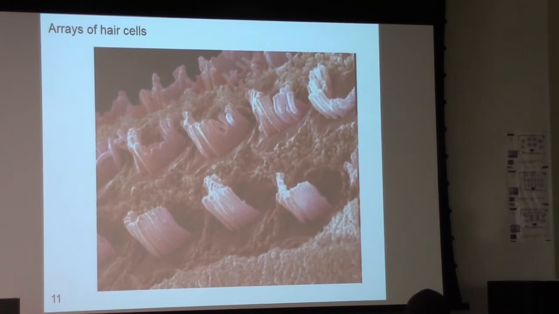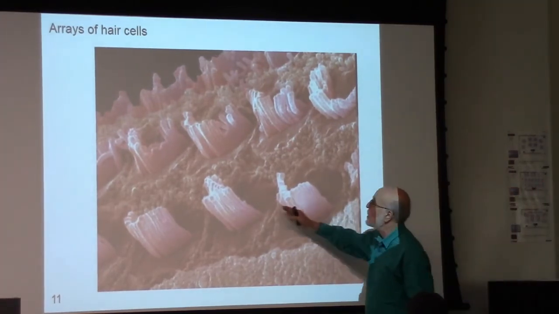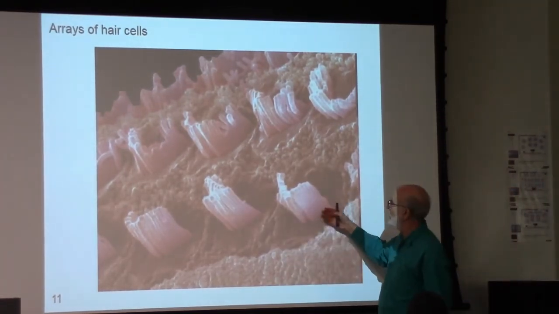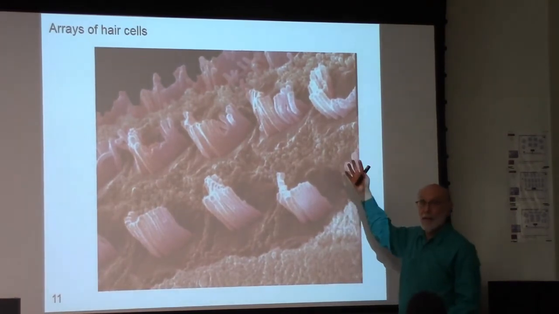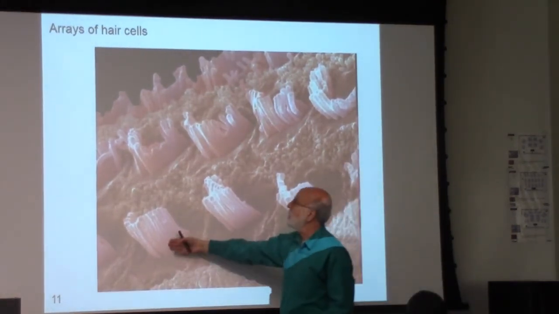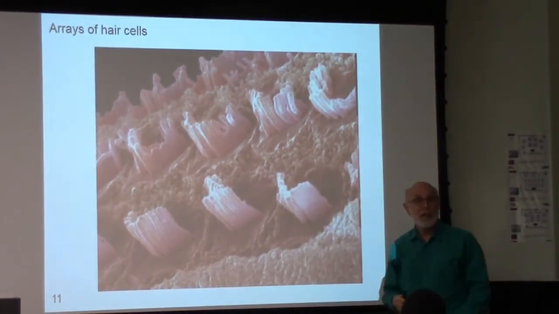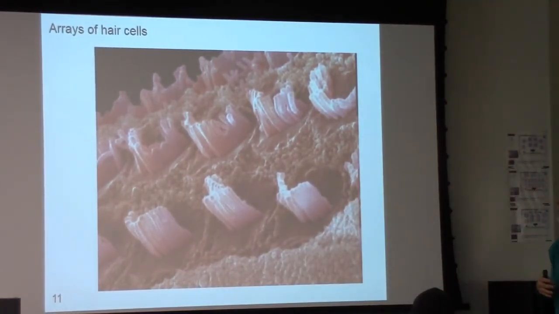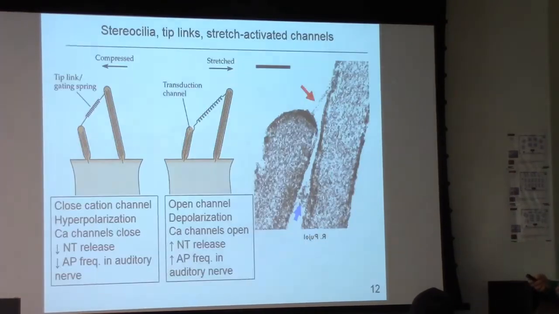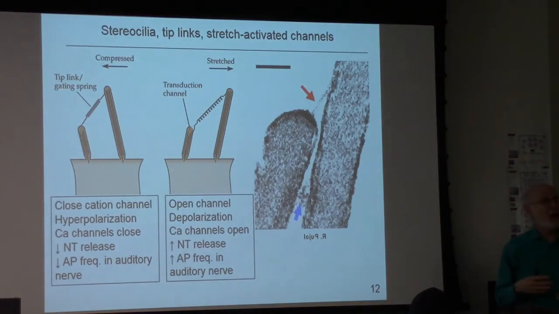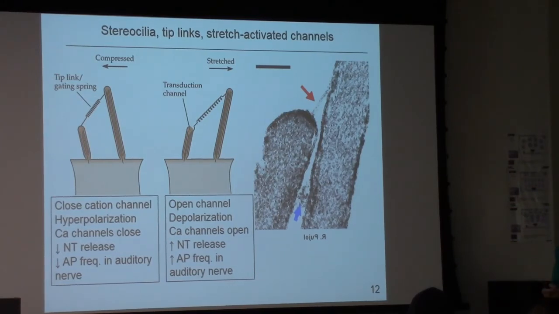So here's another image of the organization of stereocilia on an array of hair cells. Here's a hair cell, here's a hair cell, here's a hair cell, here's each hair cell bundle, the bundle of stereocilia for each hair cell in an array. So now, let's talk about how our hair cells transduce vibration into electrical information, electrochemical information, because we're immediately going to get to the release of neurotransmitter.